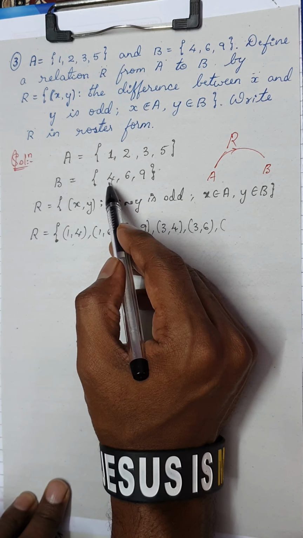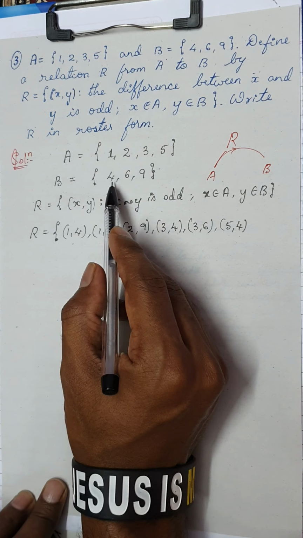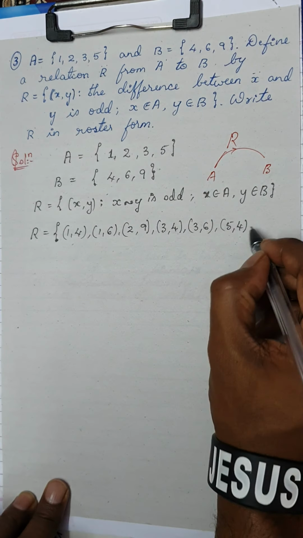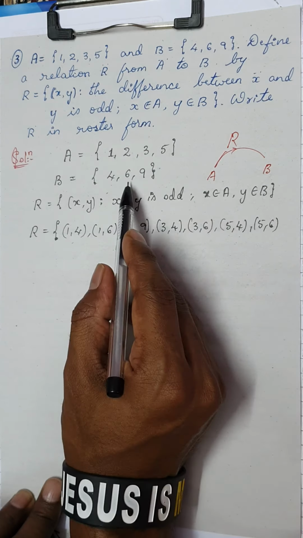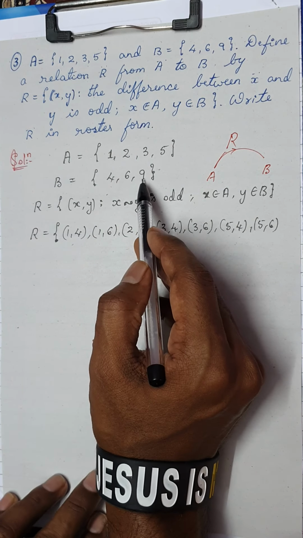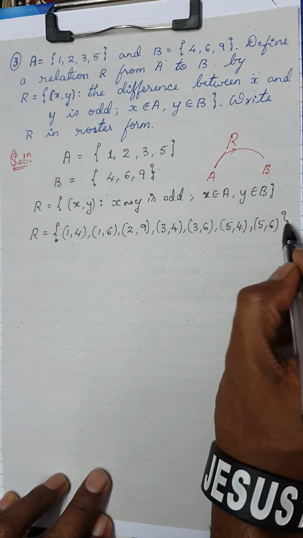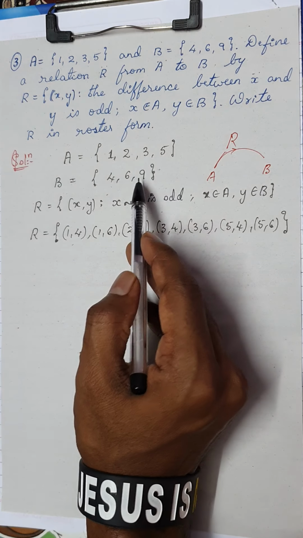Now going on with 5 comma 4. Definitely I can take it because the difference between 5 and 4 is 1, which is odd. Similarly, I can take 5 comma 6. If I take 5 comma 6, the difference is 1, which is again odd. Finally, going with the last pair, 5 comma 9. Can I write it? What is the difference between 9 and 5? It is 4, which is even. So I cannot take 5 comma 9.